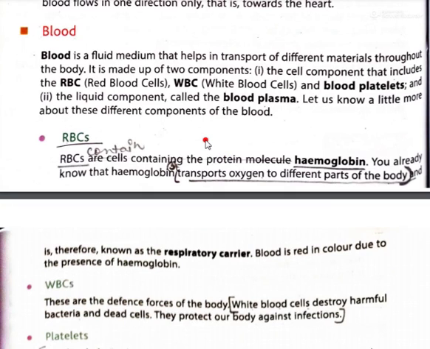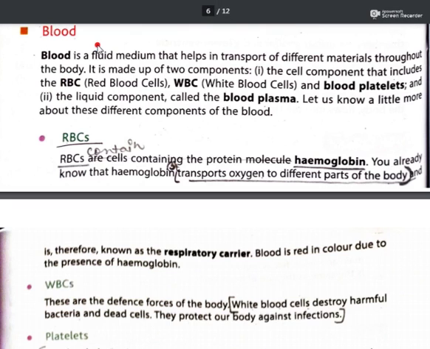Again I am with you with the next topic of the chapter, that is transportation in plants and animals. And our next topic is blood. In the previous topic we already had discussed the blood vessels, where we discussed three types of blood vessels: arteries, capillaries and veins. And in these blood vessels a fluid will flow that is known as blood.